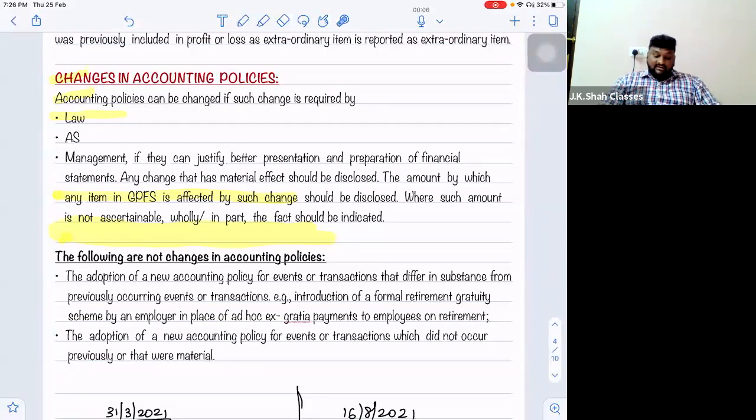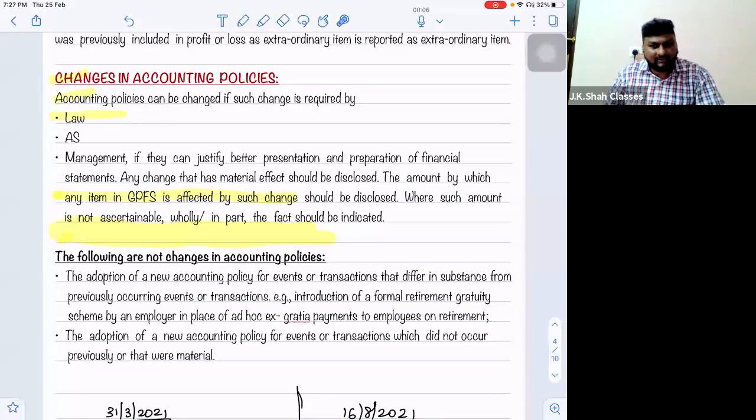Right? The example given over here is, example, introduction of a formal retirement gratuity scheme by an employer in place of ad hoc ex gratia payments to employees on retirements. Means in this company, previously, ad hoc ex gratia payments were given on retirement. Ad hoc ex gratia means finally on retirement, a lump sum amount will be paid to you. Right? And that will be completely depending upon the nature of your service and how did you perform in the enterprise, what was your contribution to the enterprise. Ad hoc payment.